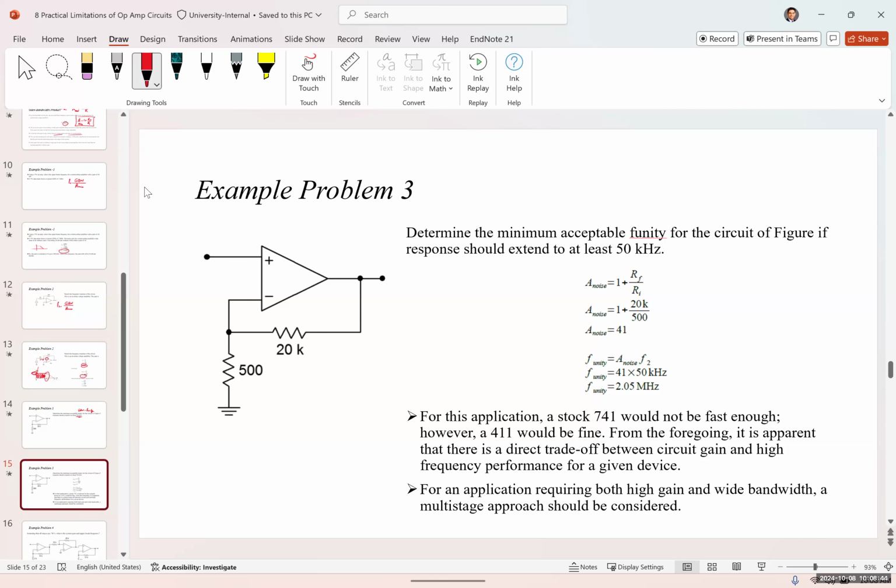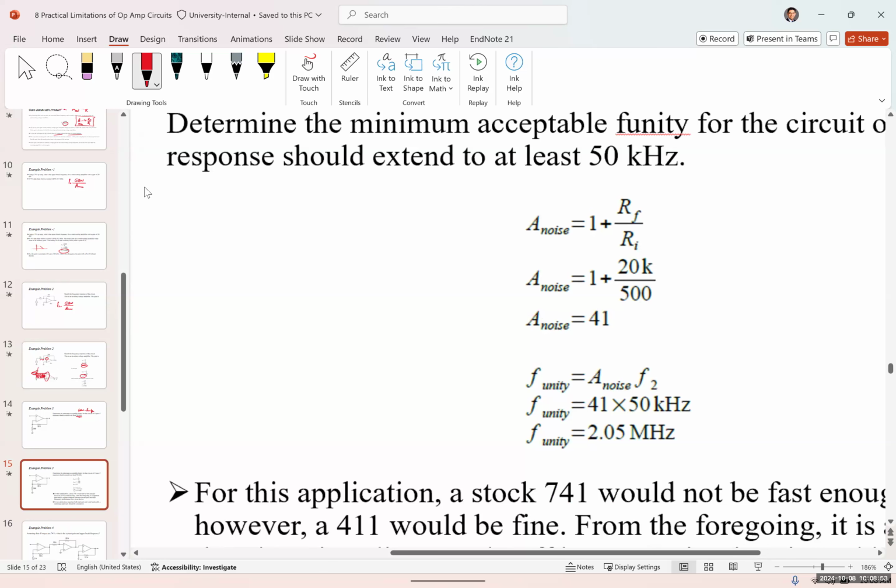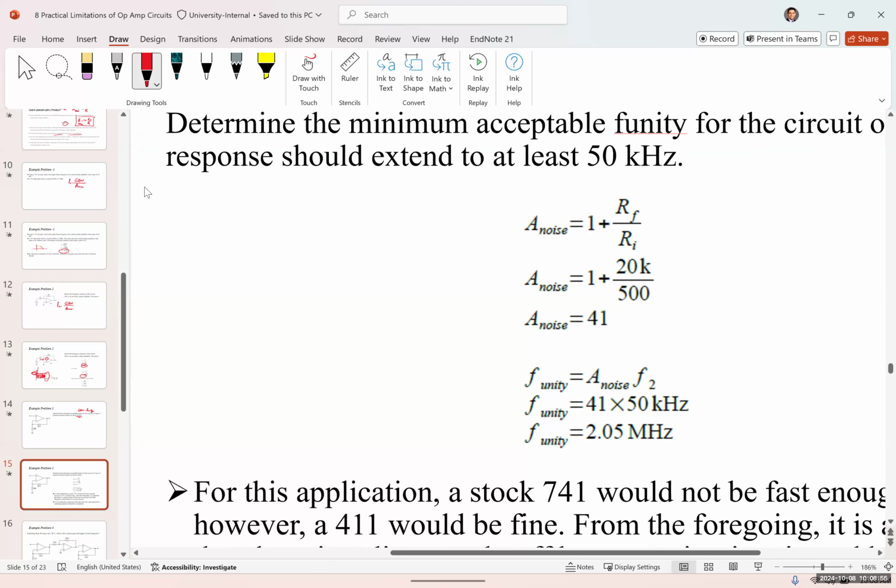That's correct, yes. So first we want to find A noise. By the way, this is a non-inverting amplifier. And since it's a non-inverting amplifier, the voltage gain and the noise gain are the same. So A noise would be 1 plus RF feedback over RN, which is 1 plus 20K over 500, giving us A noise of 41.